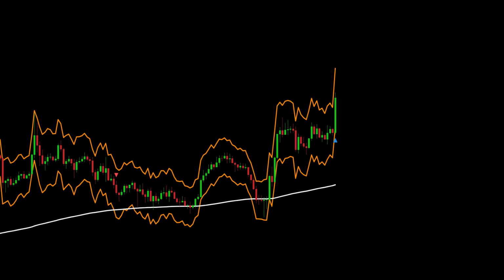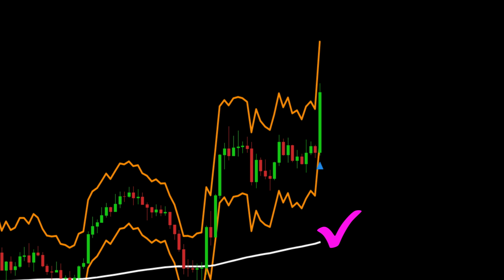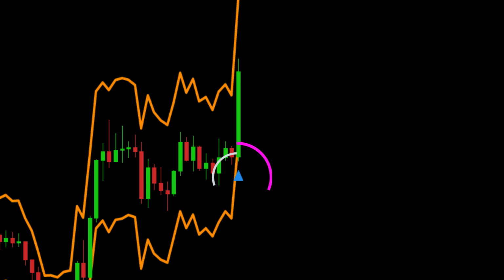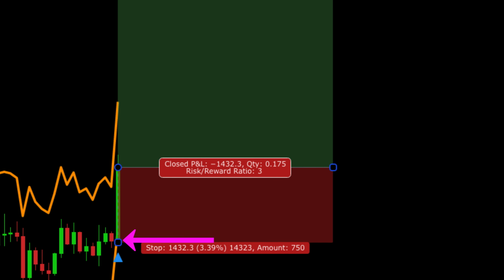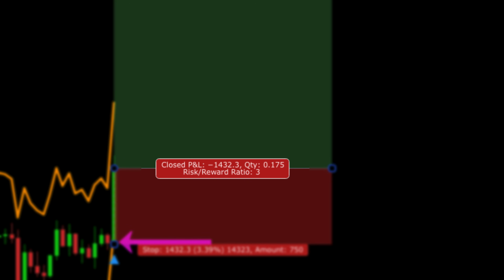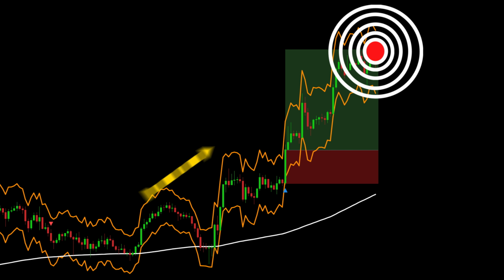I have one more long example. Price is trading above the 200 exponential moving average. There is a Breakout Finder buy signal. Everything converges on this candle and it serves as our trigger. The stop is placed at the ATR band below the entry candle and 1 to 3 is our target. And this example hits the mark.